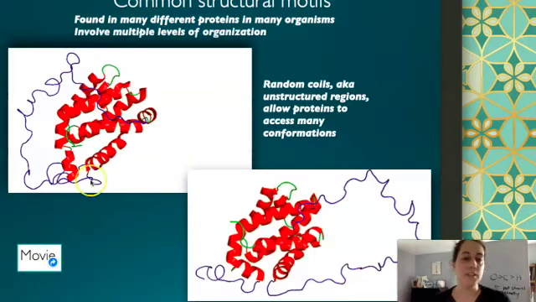I also want to just quickly note that there are also random coils or unstructured regions in some proteins. Scientists used to think that these were useless, but actually we now know that they do have functions. I'm not going to talk too much about it because they're still not very well studied, but we know that they are encoded in the genome for a reason. Okay.